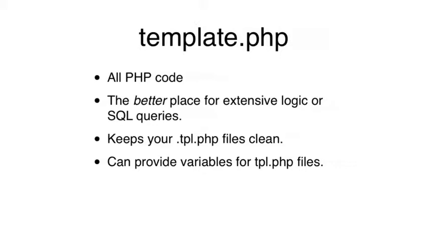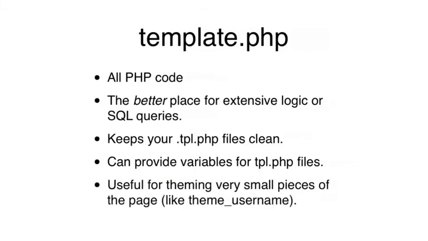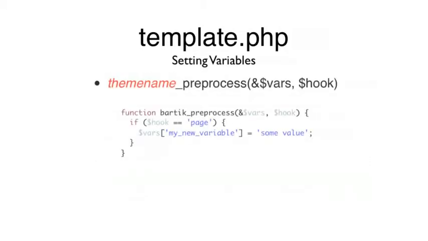Template.php, like I said before, provides all of the variables that you have access to in your TPL files. And also we can go in and override some of Drupal's functionality. There are several functions, like theming a username, where we can say, you know, Drupal does it pretty well, but I want to do a little bit better. I want to add another character in there, change the markup a little bit. And in your template.php, you can override any of those.